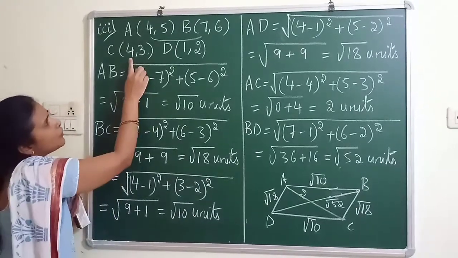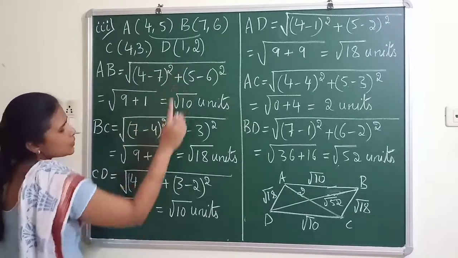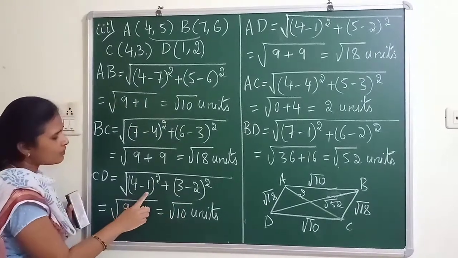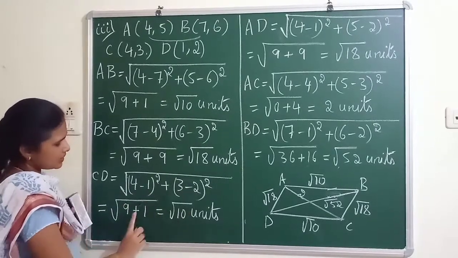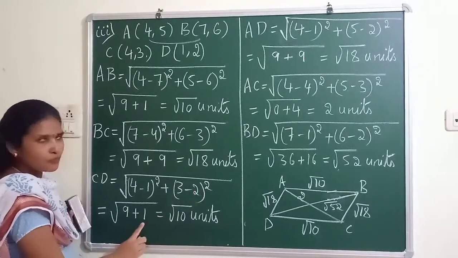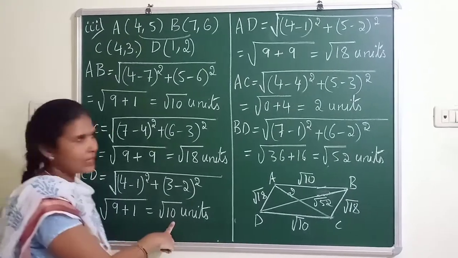Next, CD. (4 minus 1) whole square plus (3 minus 2) whole square. So you get 4 minus 1 is 3, square is 9. Next, 3 minus 2 is 1, and 1 square is 1 only. Root 9 plus 1 is root 10 units.